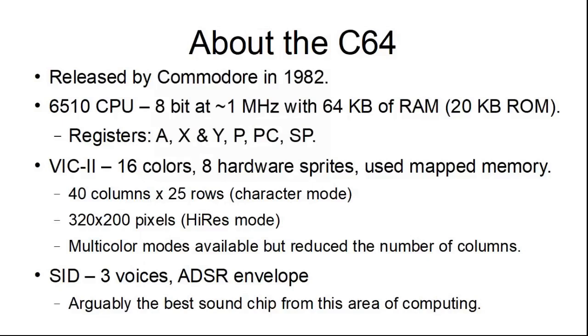In both modes, each graphics mode had a grid of 8 by 8 pixel cells, and inside each cell, by default, only 2 colors were supported. The first mode, character mode, had a grid of 40 columns and 25 rows of these 8 by 8 pixel cells. In high-res mode, you had 320 by 200 pixels, but again, you could only display a total of 2 colors in each 8 by 8 cell. There were ways to increase that to 4 colors, known as multicolor modes. However, it did reduce the total number of columns you could have in terms of each 8 by 8 cell.